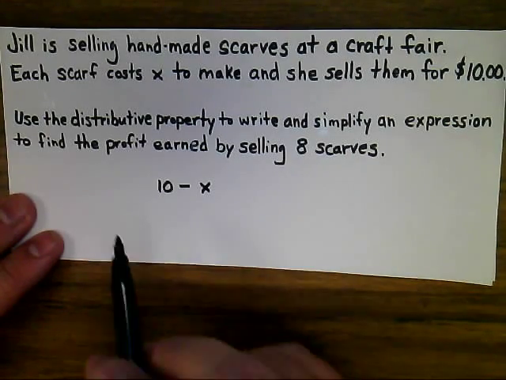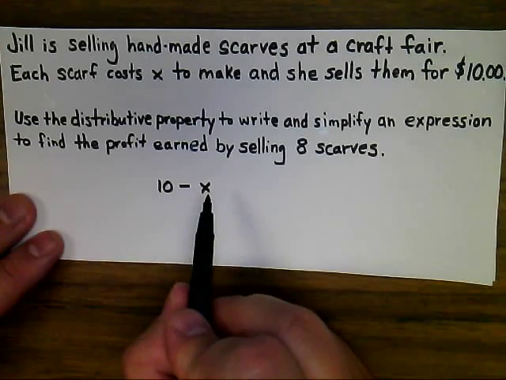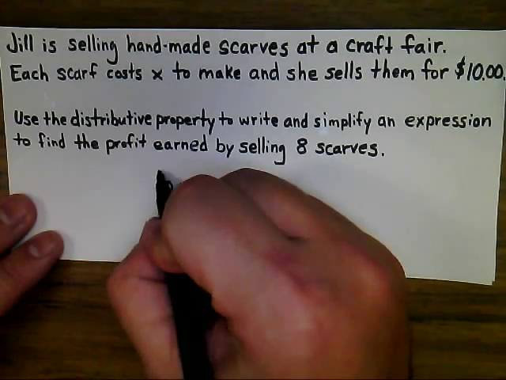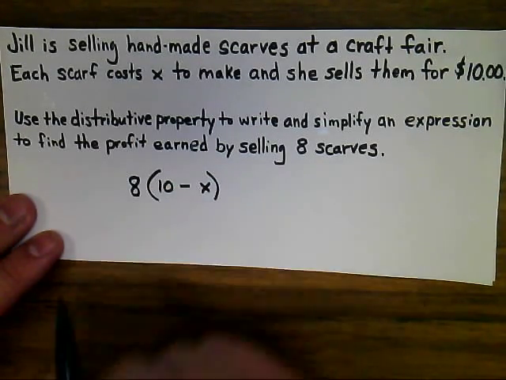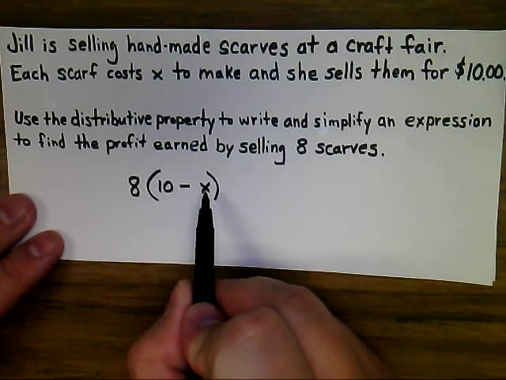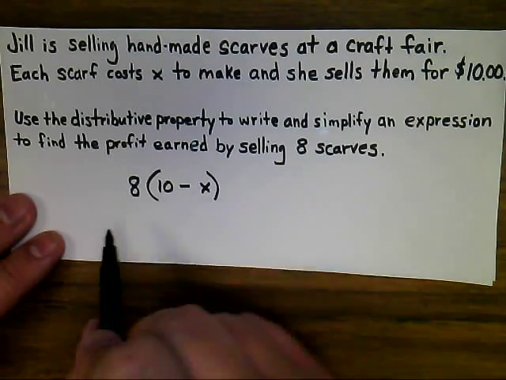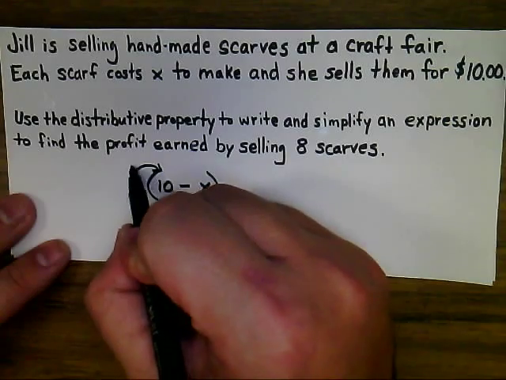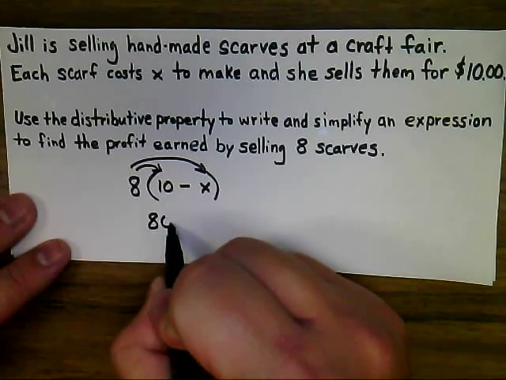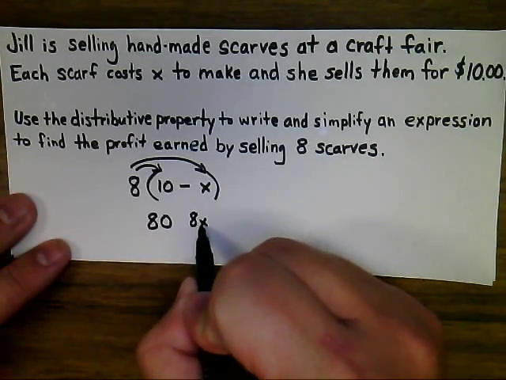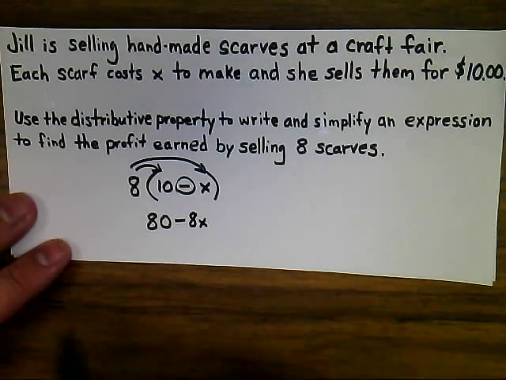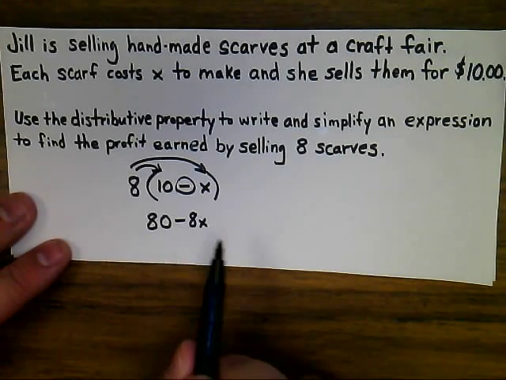But that would happen every single time she made and sold a scarf. Since she sold 8 scarves, we need to multiply 8 times both the 10 and the X, because both things would happen. She'd have to make it and she'd have to sell it. So this is an ideal opportunity to use the distributive property to show 8 times selling the scarf for $10 and making a scarf. And now we can simplify this expression and multiply the 8 times each term inside the parentheses. 8 times 10 is 80, and 8 times x is 8x. Keep in mind the preceding symbol also is used here. So the most simple expression we could use for this is 80 minus 8x.